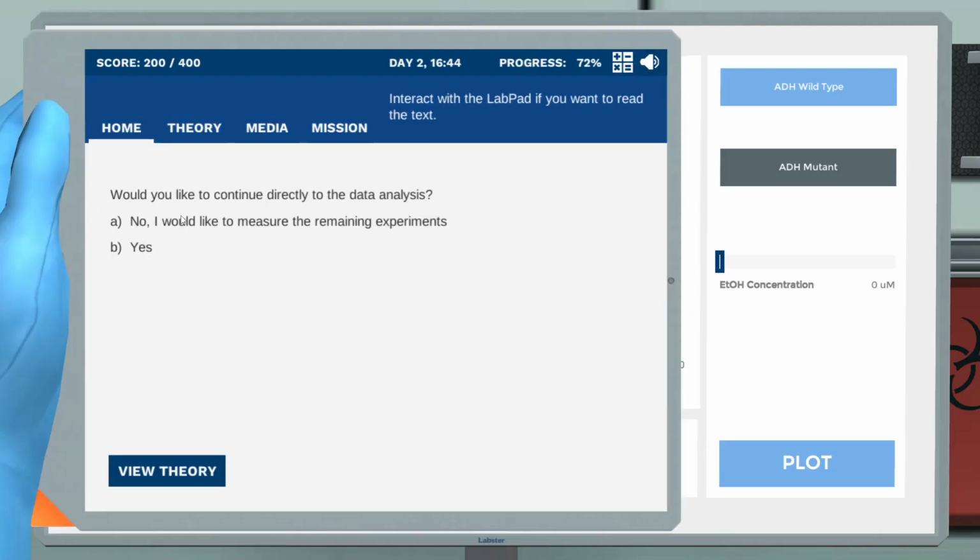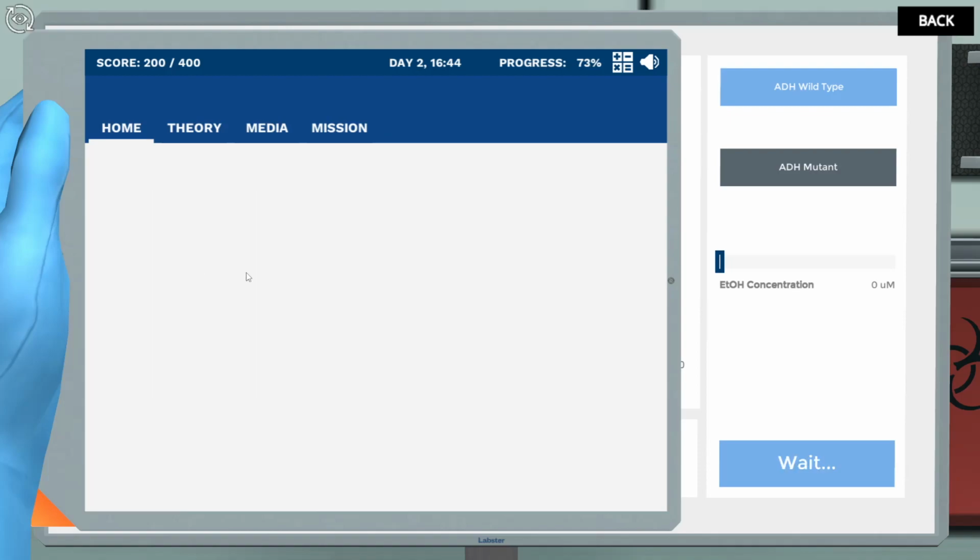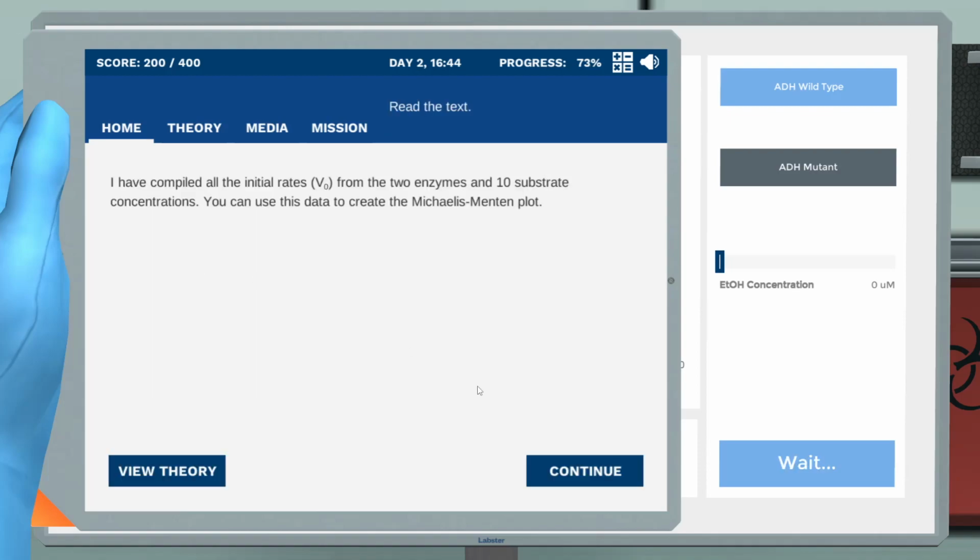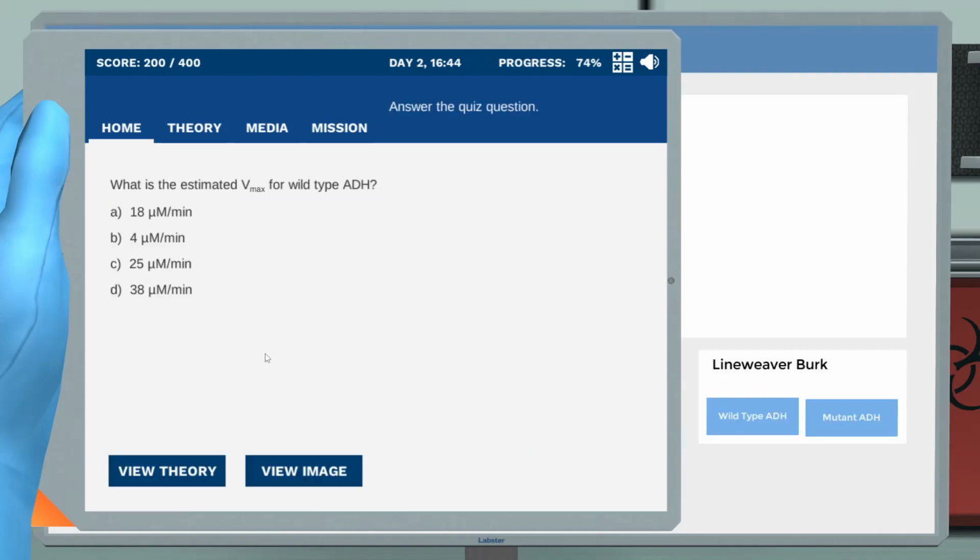Would you like to continue directly to the data analysis? What is the estimated Vmax for wild-type ADH?